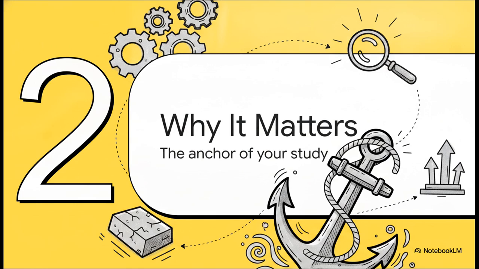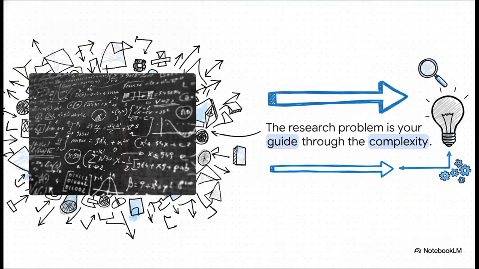Moving on to Section 2, why it matters, the anchor of your study. Without a firm anchor, research can feel, frankly, incredibly overwhelming. Imagine staring at a massive chalkboard completely covered in complex equations. You're faced with endless data points, formulas, a million directions you could take. But your research problem acts as your definitive guide through all that chaos. It tells you your exact objectives, it pinpoints the specific methods you're going to need, and it proves the ultimate significance of your work. Basically, it keeps you from wandering aimlessly.